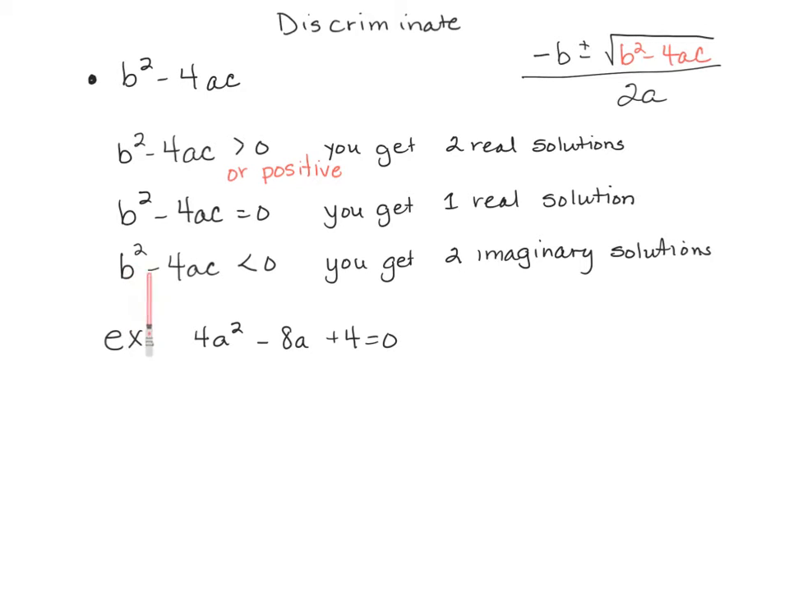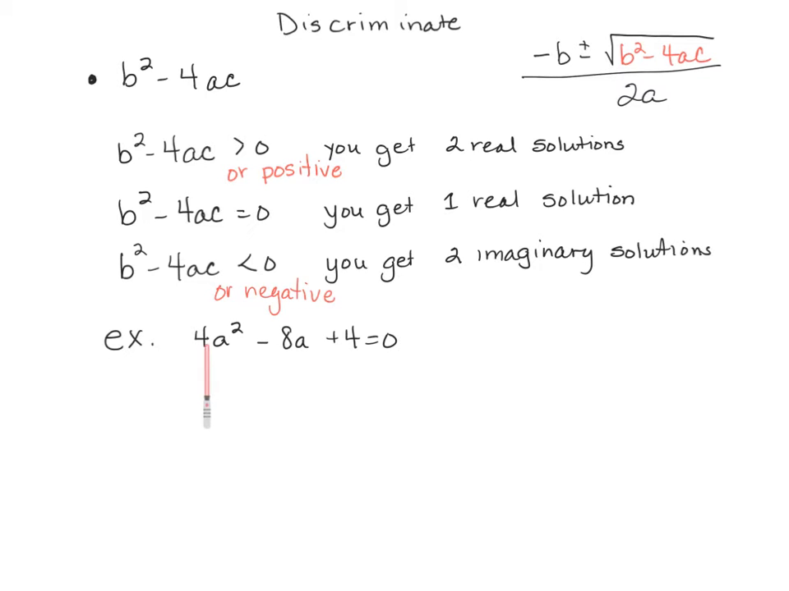But if I do b squared minus 4ac, I get an answer and it's less than 0 or negative, then I'm going to get two imaginary solutions, or I'm going to have an i in my answer. Remember, when I'm taking the square root of a negative number, I have to use i. So what this does is this tells me the nature of the roots. Those would be the terminology that I would use. It could be the nature of the solutions, answers. Remember, that word has a lot of different meanings.